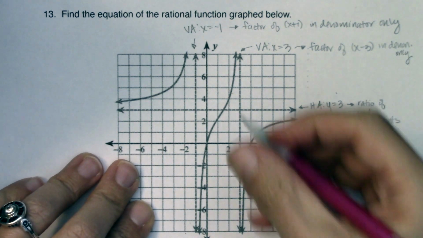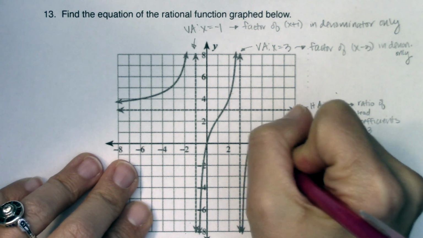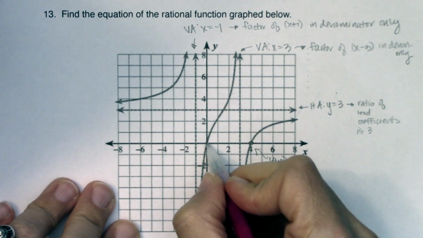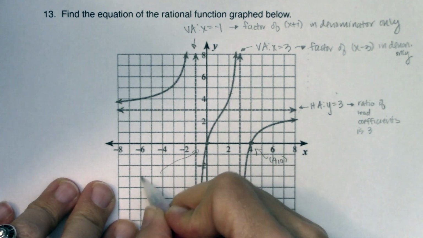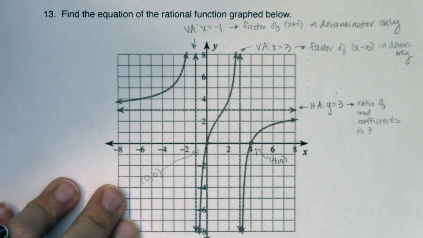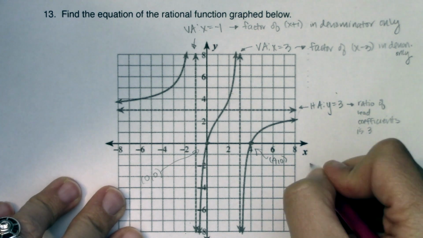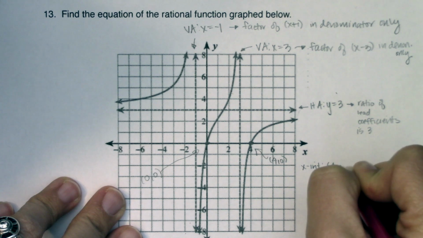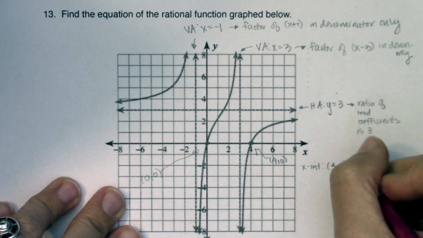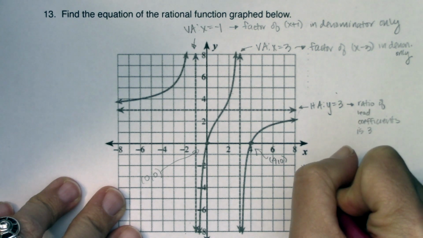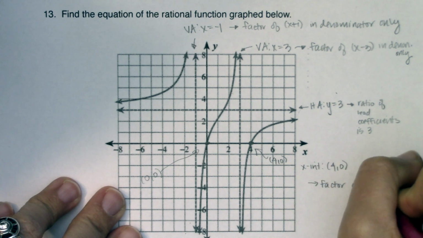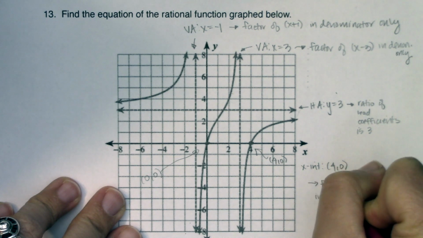All right. I also see I have an x-intercept here at 4, 0, right? And then I have another x-intercept at the origin at 0, 0. So what that's ultimately going to tell me, right? I have an x-intercept at 4, 0. So that tells me I'm going to have an x minus 4 in my numerator only, right? So factor of x minus 4 in numerator only.